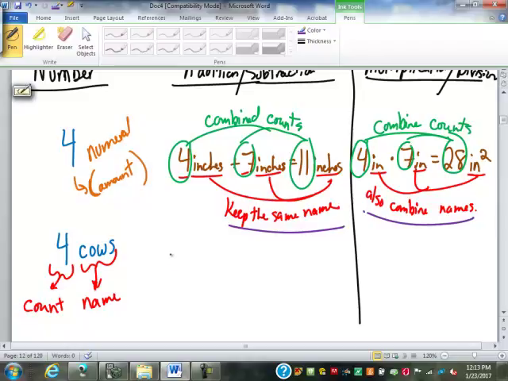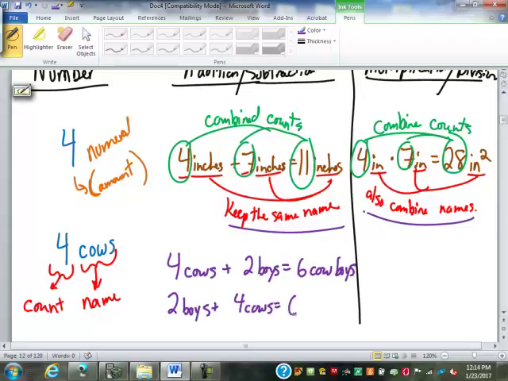For example, let's go back to cows again. Let's say I have 4 cows plus 2 boys. Do I get 6 cowboys? Not really, right? Or if I do it the other way around, 2 boys plus 4 cows, do I get 6 boy cows? No, it don't work. Anybody with a farming background? A couple of you? So you'll be able to tell me that there is a whole bunch of bull, right?